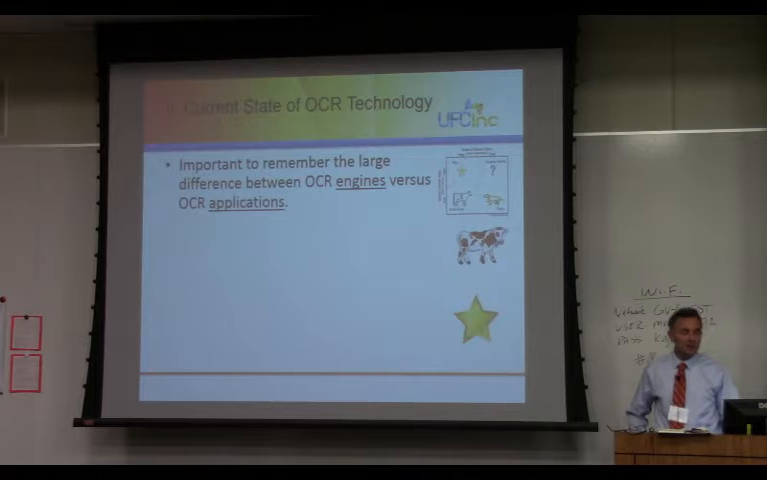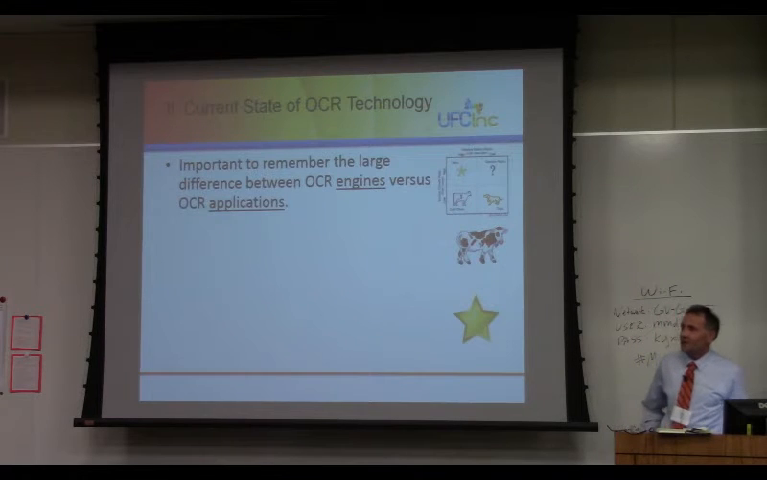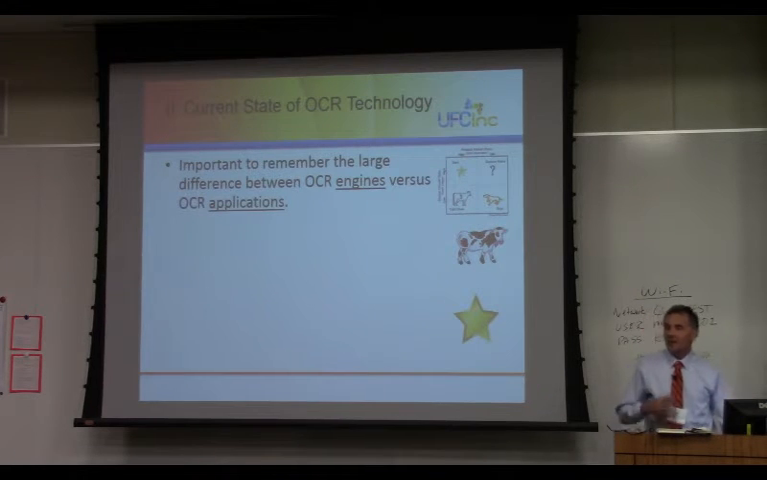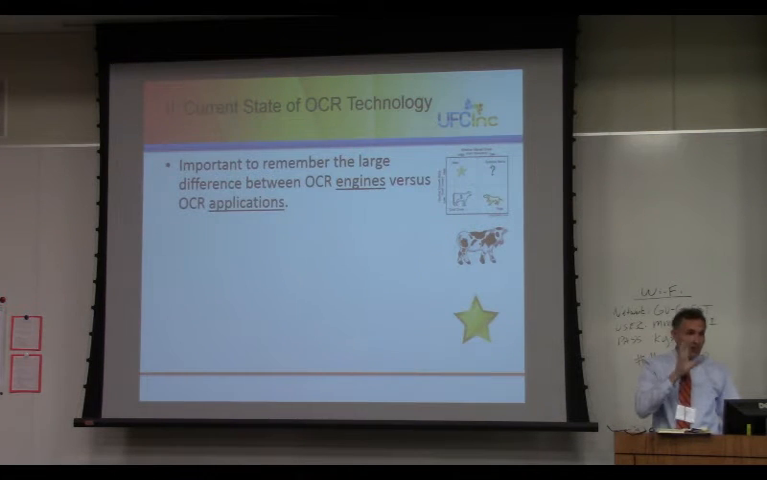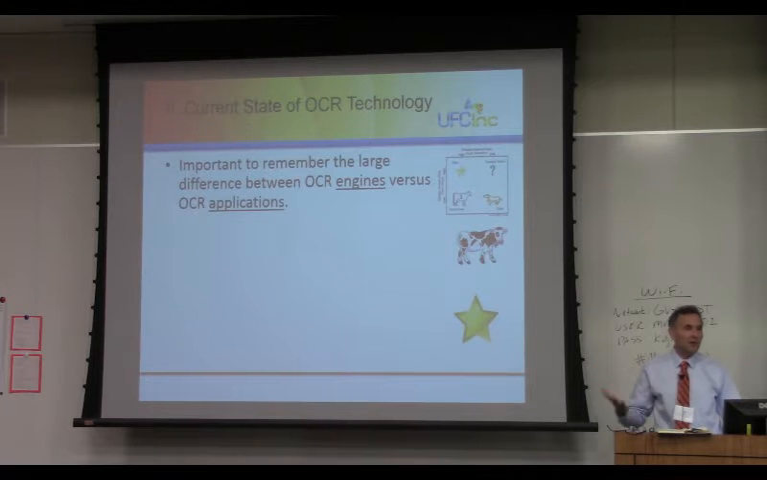Important to remember the large difference between OCR engines versus applications. So an engine is just something that's crunching behind the scenes, an SDK, software development kit, and we build applications from them. So the application then might be a scanning interface to scan documents, and it's using this engine behind the scenes. And then maybe it goes to SharePoint, checks the document, and asks, are you an OCR version? Or if you aren't, go ahead and OCR, and you check it back in. Stuff like that. That's an application. An engine won't do that. But the engine's doing the work behind the scenes.